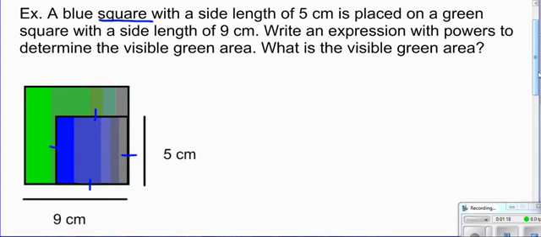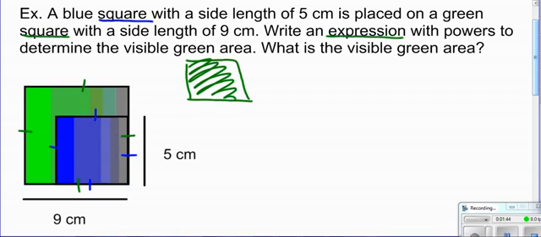So anyways, a blue square with side lengths of 5 centimeters is placed onto a green square. Again, we have a square with side lengths of 9 centimeters. So 9 by 9 by 9 by 9. We want an expression with powers that determines the visible green area. So basically, we started with a green square. Okay, we had a bigger green area, and then we put on a smaller blue area, and so we're going to have less green area left.